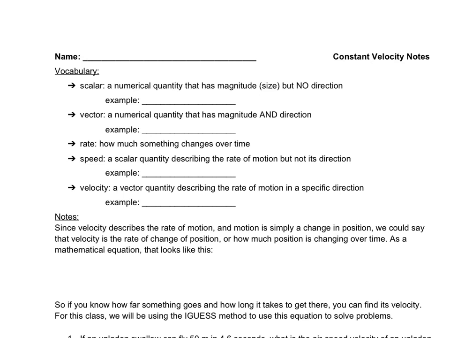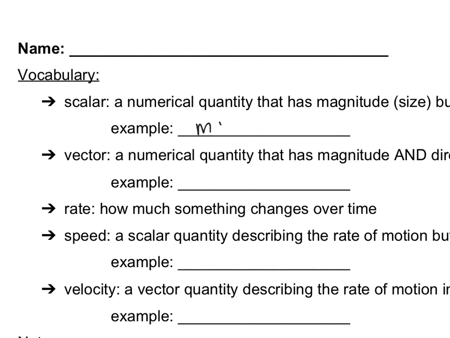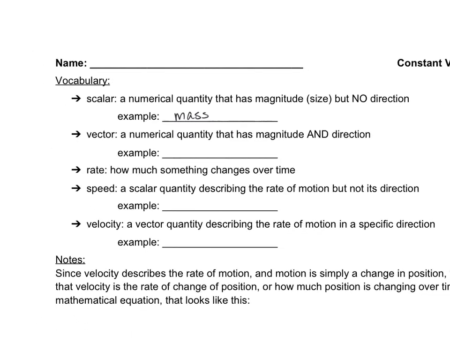First up is scalar. A scalar is a numerical quantity that has a magnitude or a number, but it doesn't have an associated direction. And it can have a unit. Unit is fine, but it just doesn't have a direction. An example of this is something like mass. Mass is just a number. You could have something that has a mass of 30 kilograms, but that doesn't have a direction. It's just a property of the matter. So it's a scalar. It's a numerical quantity, has a size, but it does not have a direction.